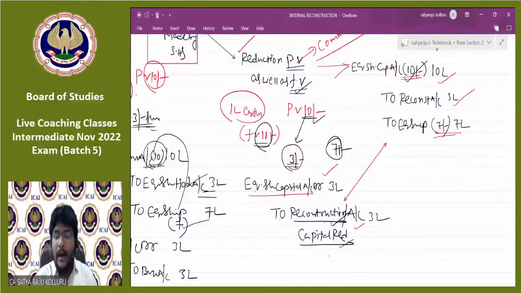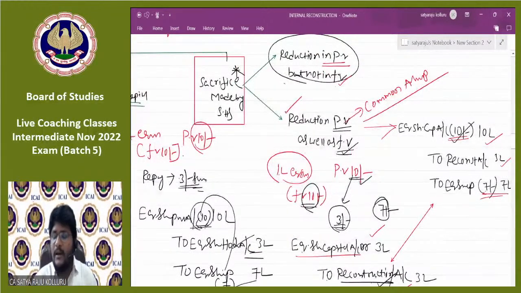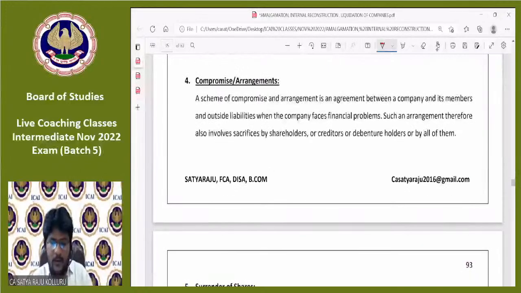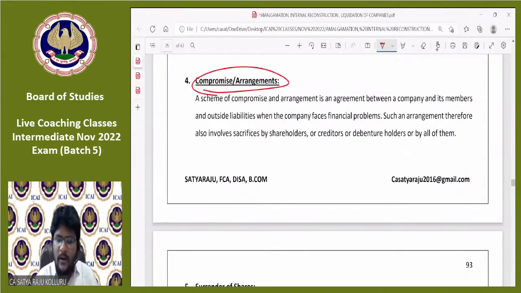Am I right? And I also told you clearly, unless otherwise specifically mentioned, if something is sacrificed by the shareholders, we can always assume that there is a reduction in paid up value as well as face value in the problems. This is all about reduction of share capital. Next, compromise or arrangement we also saw.